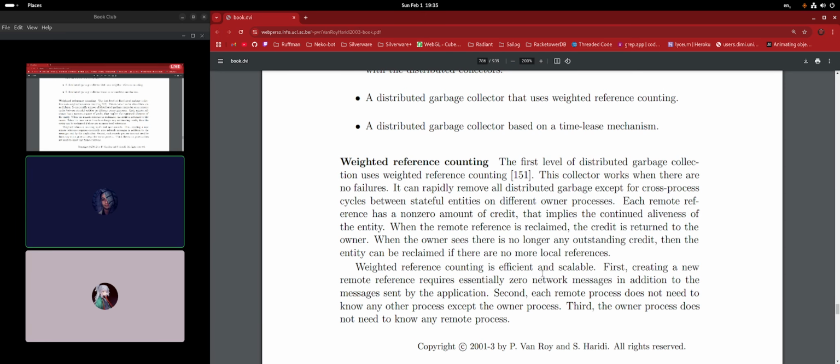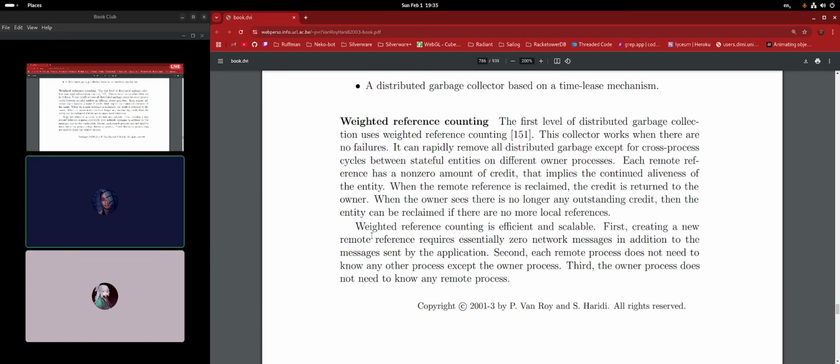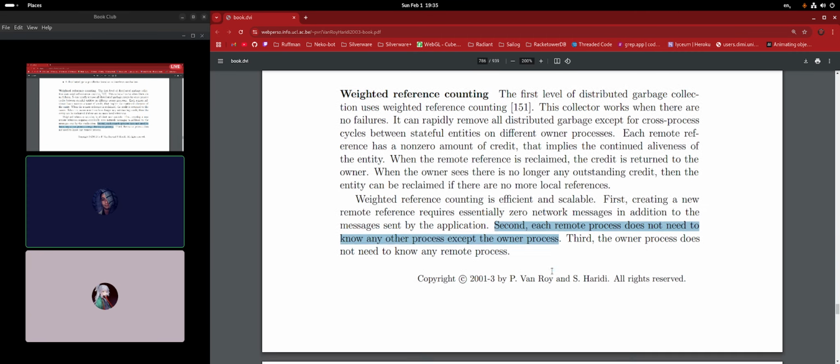Weighted reference counting is efficient and scalable. First, creating a new remote reference requires essentially zero network messages in addition to the message sent by the application. Second, each remote process does not need to know any other process except the owner process, which is good. Third, the owner process does not need to know any remote process. Yeah, the second is good, but there is a caveat: if the owner dies, everybody's screwed.